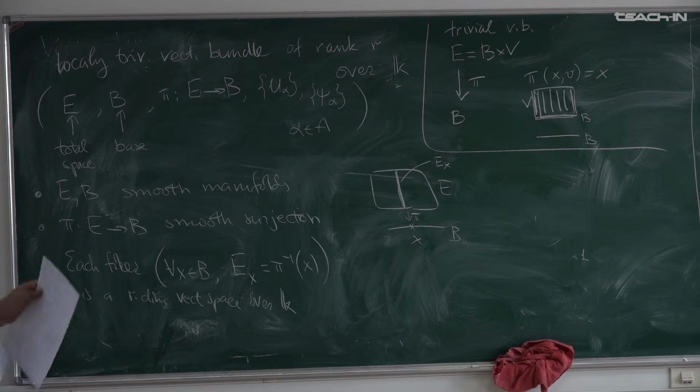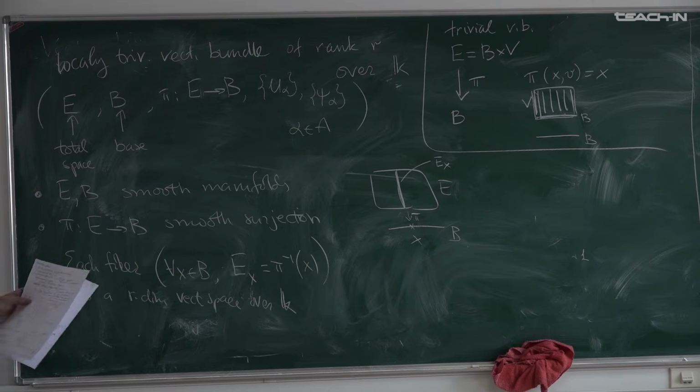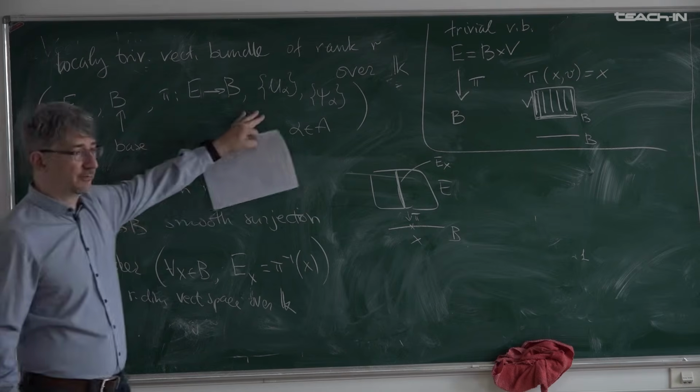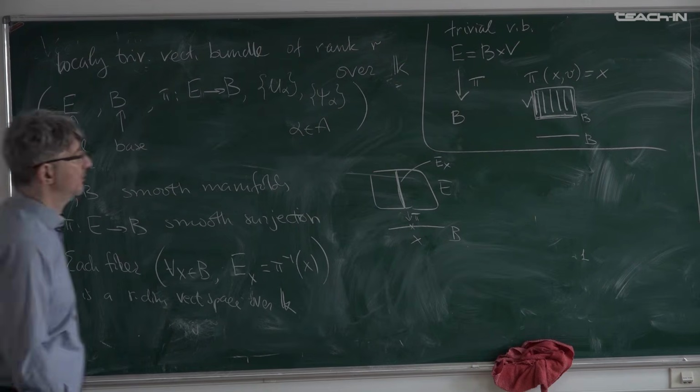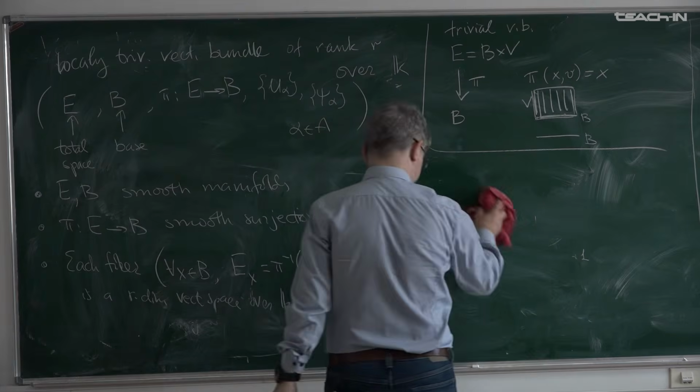look here, we have two fibers, one and another. Here we have some structure of vector space, and here also we have a structure of vector space. Who knows if these structures are close to one another if we consider fibers which are close to one another? Nobody knows. That's why we use local trivialization. Let me write the most important part of the definition here.